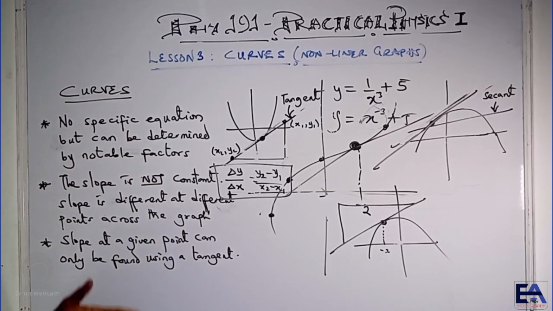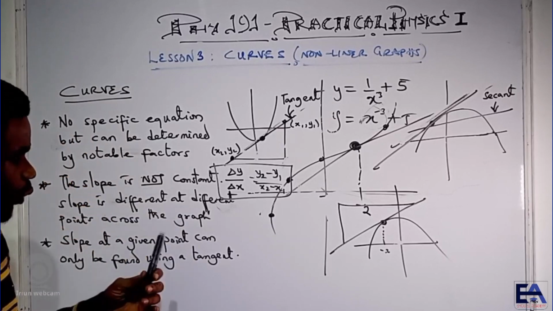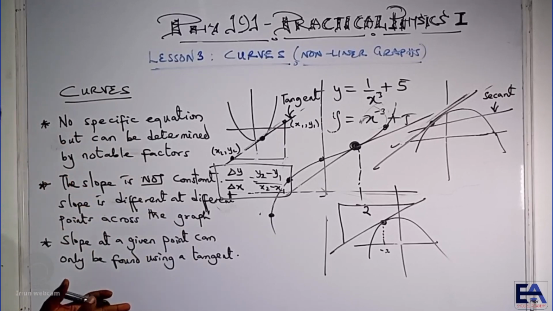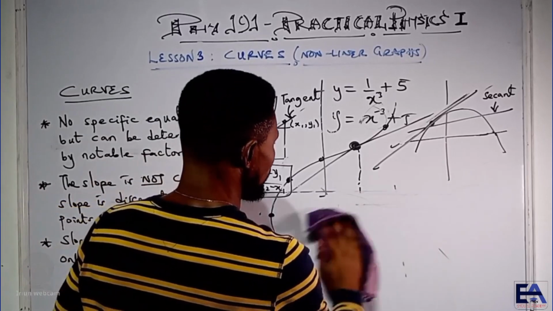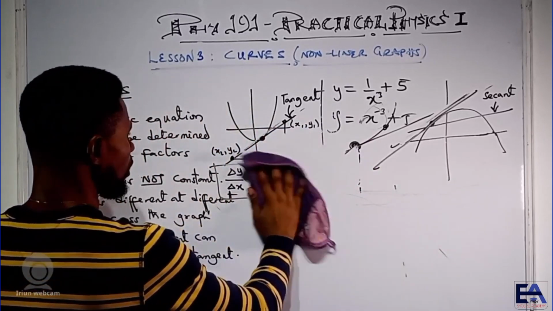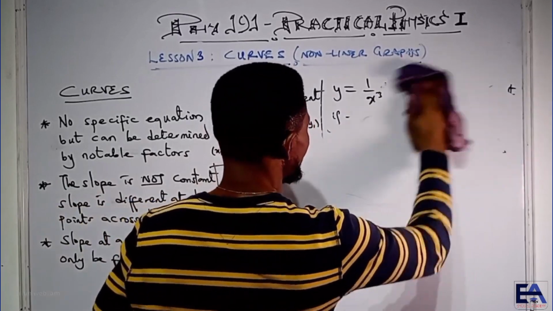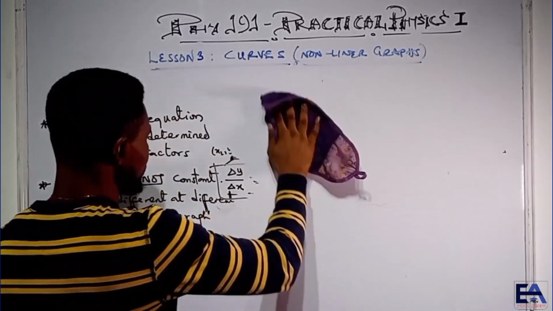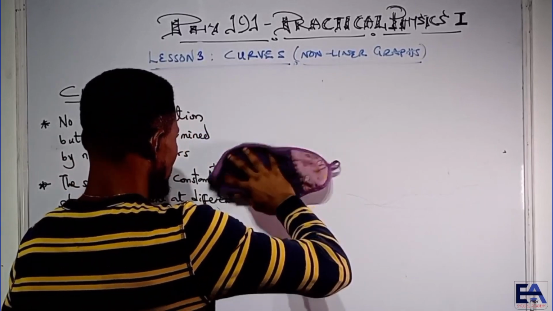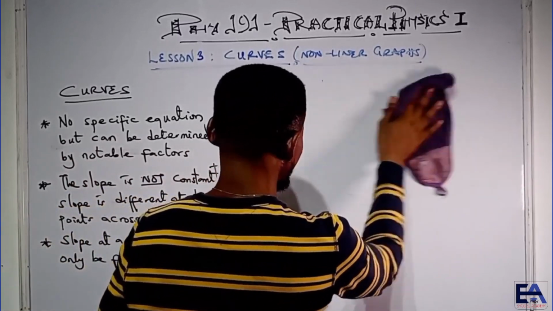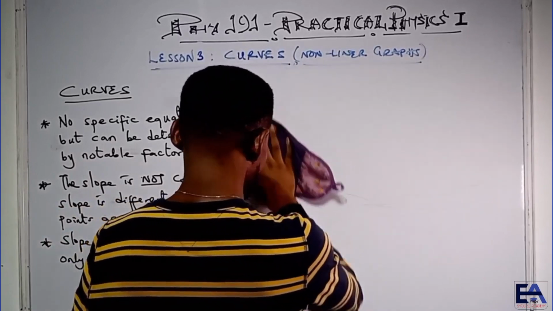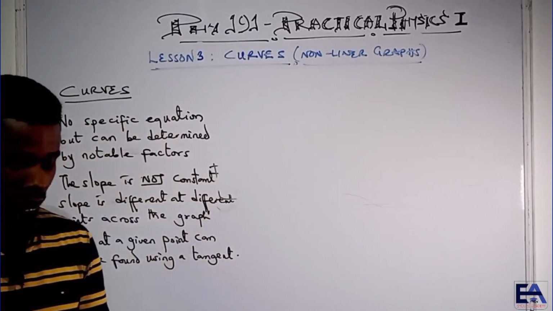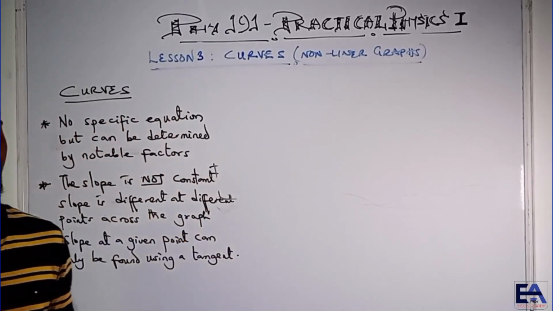All right, let's quickly delve into some other properties of a curve, apart from the fact that you can find the slope using a tangent. These properties are very important because there are some questions that are set based on them. So don't just think you're wasting your time learning this.